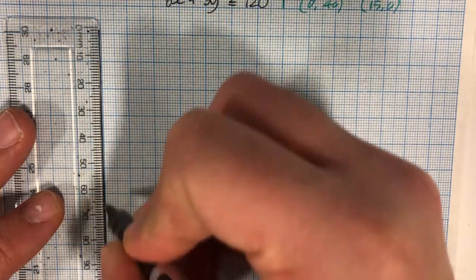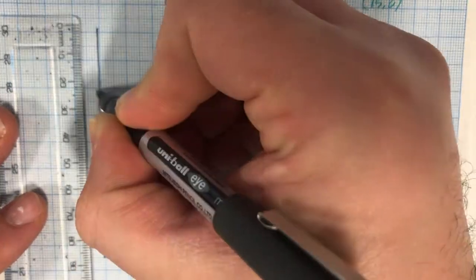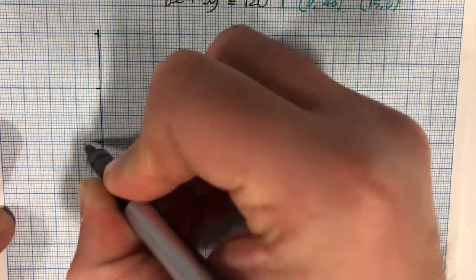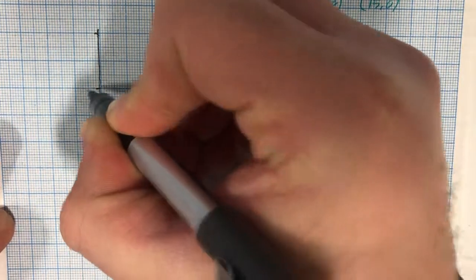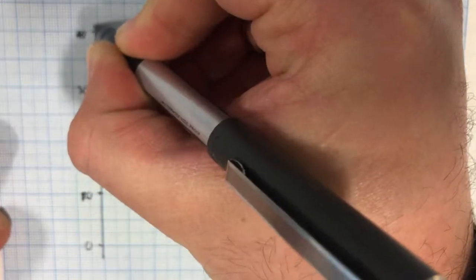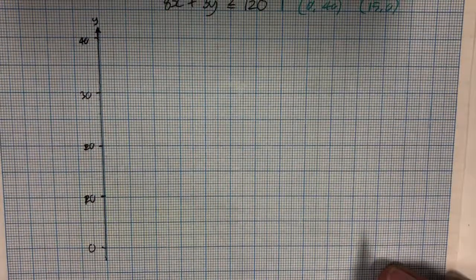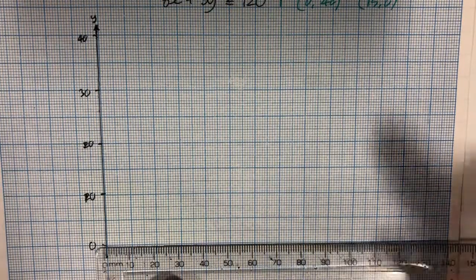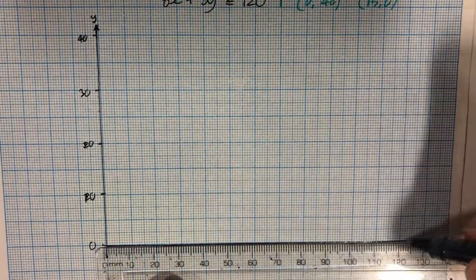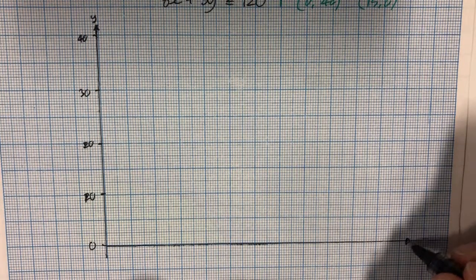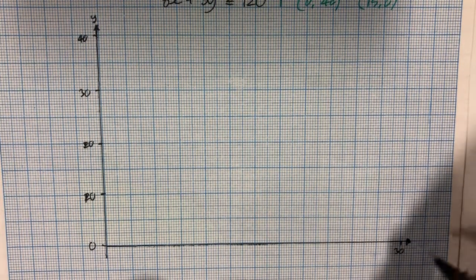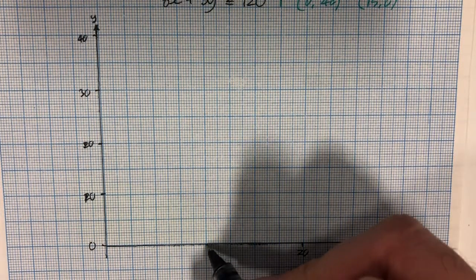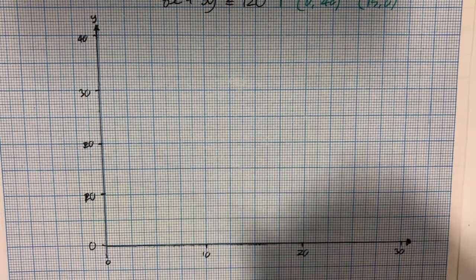I'm going to do that. That's 10, 20, 30, 40, so that goes up to 40 in my y direction. And then in my x direction, I need to go up as far as 30. The scales don't have to be the same on the axes, so mine aren't going to be. That's going to be 30 there, that's 20, and that's 10. 0.